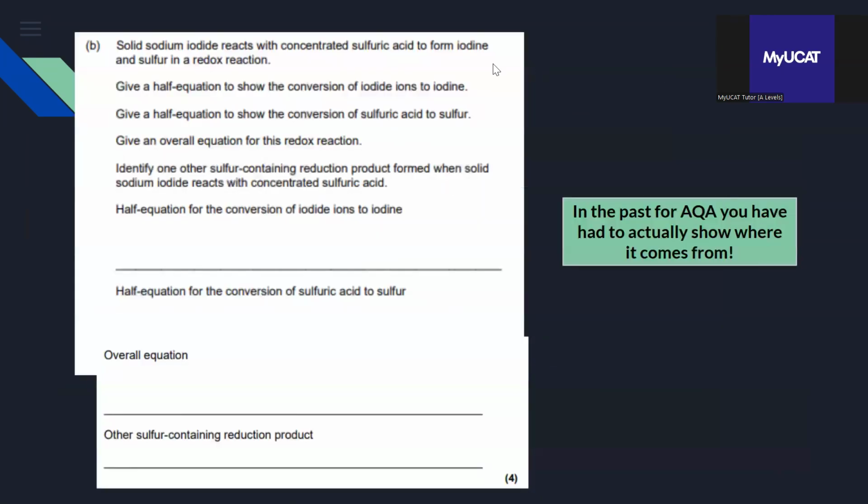So for AQA, why do I say we should do it the half equation way and not just memorize them? Well, because they could ask you a question like this. So let's give this one a go. The sort of question that might come up that would actually require you to understand where it's coming from. So the first bit should be pretty easy. What is the half equation to go from iodide to iodine? What do you think?